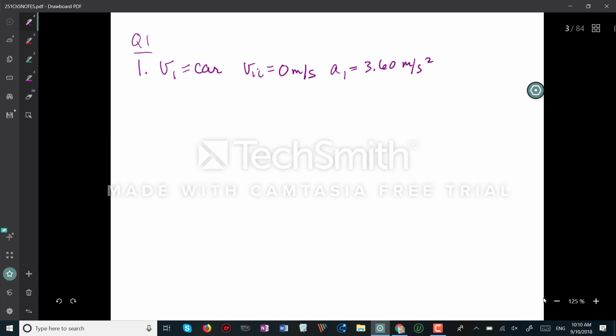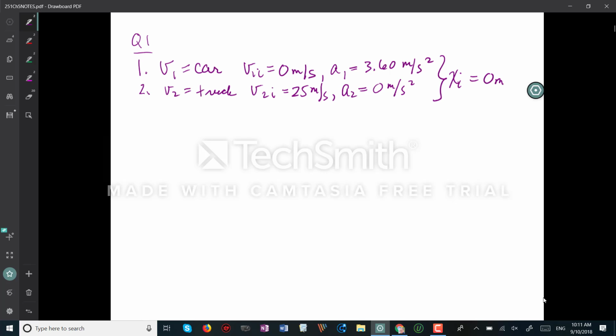At the same instant, a truck traveling with a constant speed of 25 meters per second overtakes and passes the car. So V2 equals truck. V2 initial is 25. What's the acceleration? A2 is 0. And now we know that X initial, let's choose that to be 0 meters, and it's the same for each one.